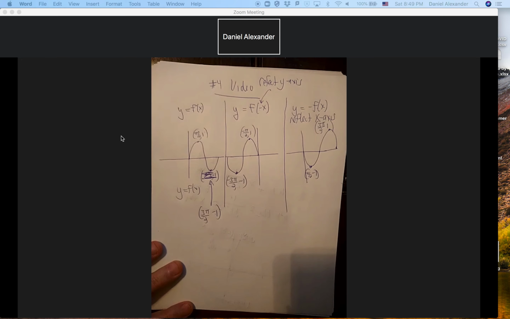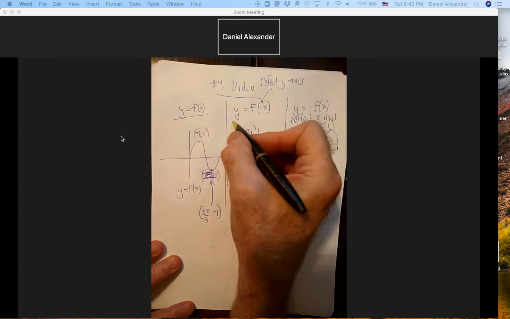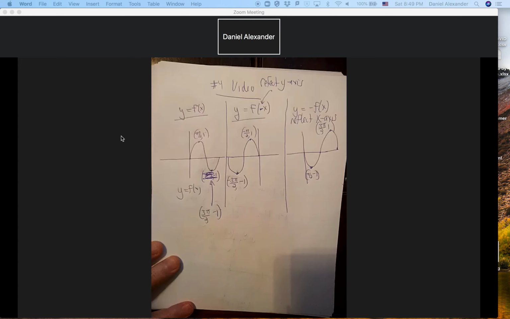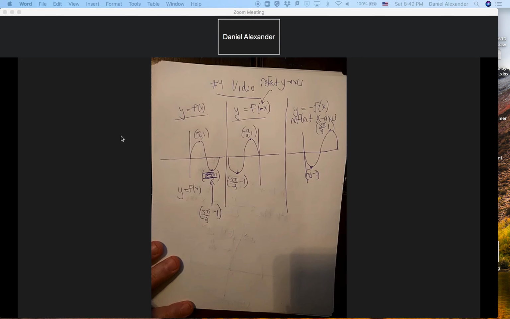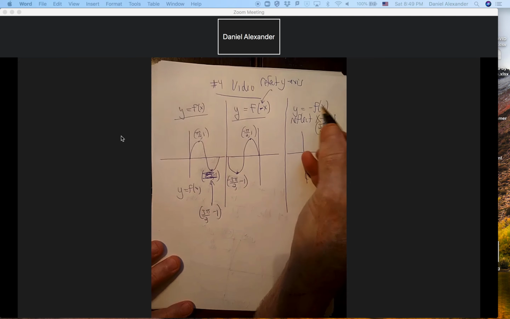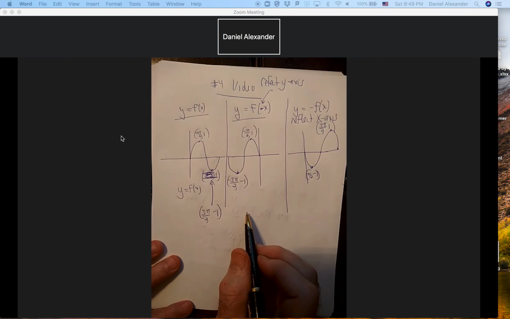Okay, so this is going to be something we'll need a couple of times when we graph. Just remember, if that's a regular graph, minus x inside the parentheses reflects it across the y-axis. And if it's minus f of x, it just reflects it across the x-axis.